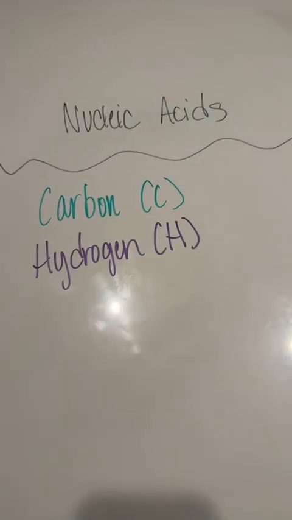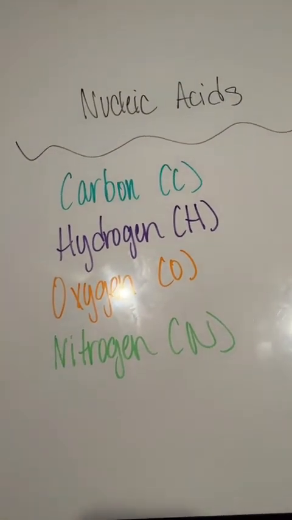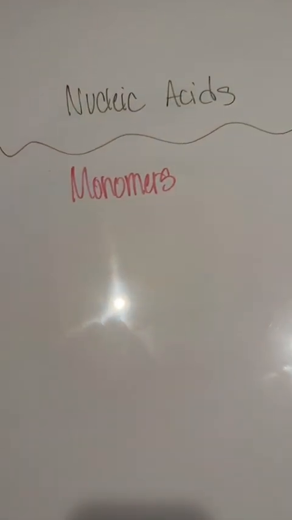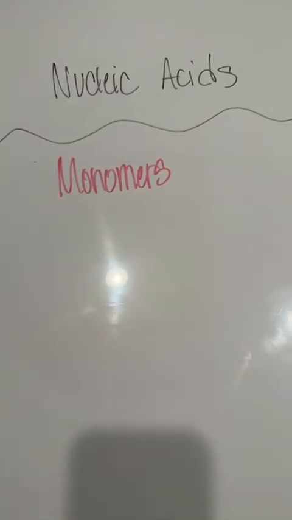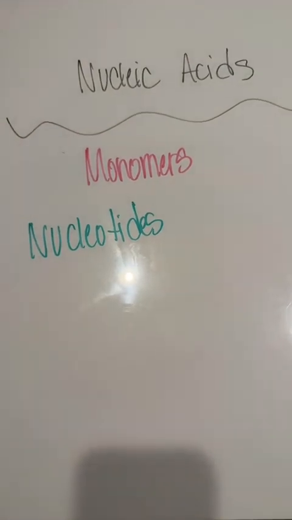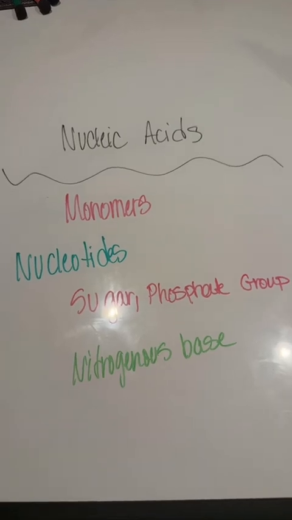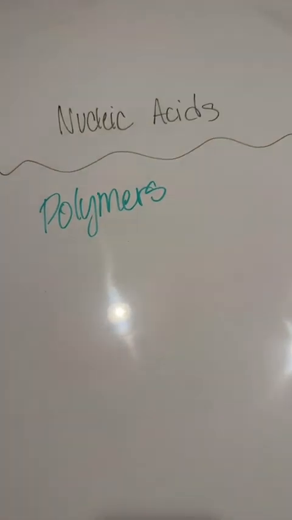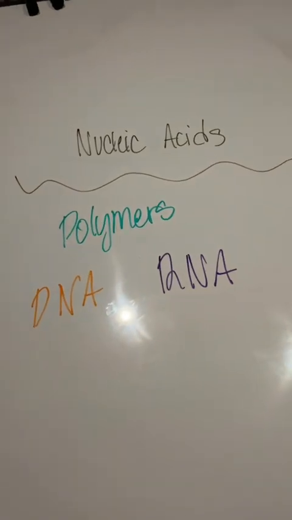Nucleic acids are made of carbon, hydrogen, oxygen, nitrogen, and phosphorus. Nucleic acids carry both monomers and polymers. The monomers of nucleic acids are nucleotides composed of a sugar phosphate group and nitrogenous base. The polymers of nucleic acids consist of DNA and RNA.